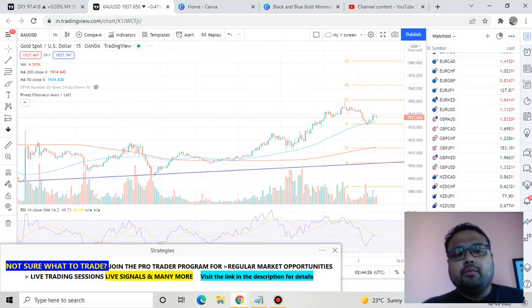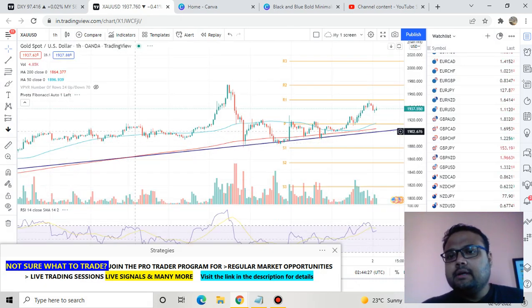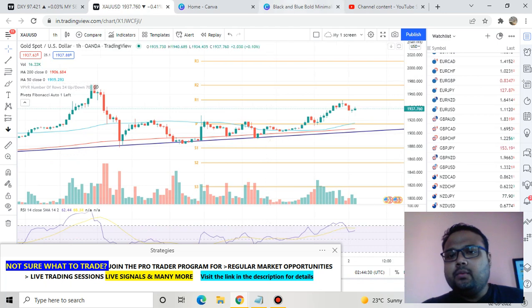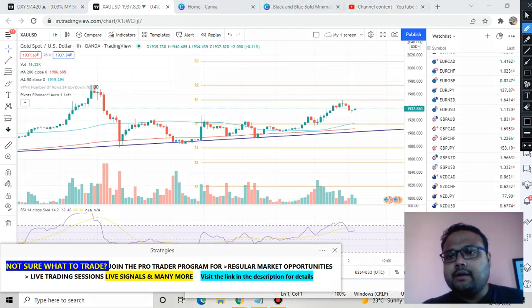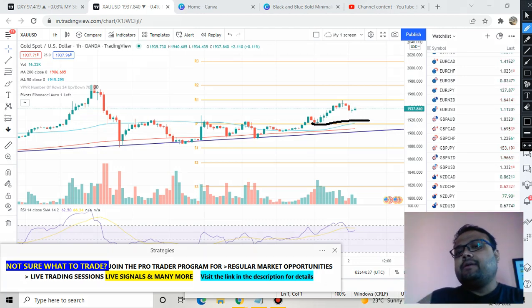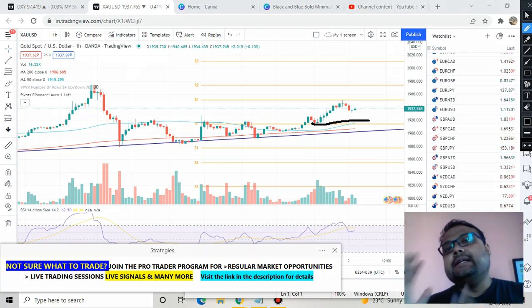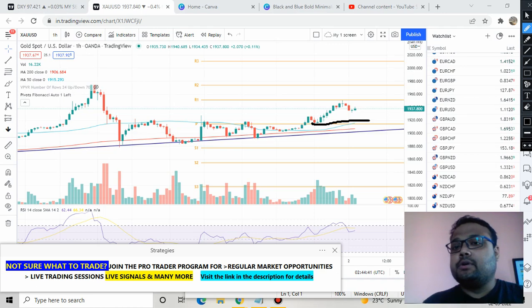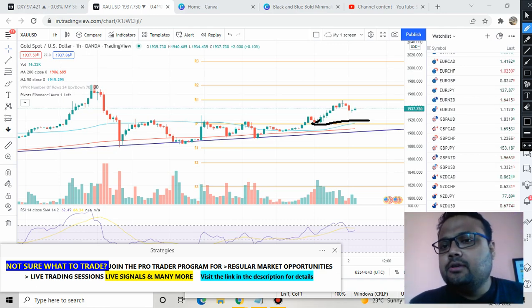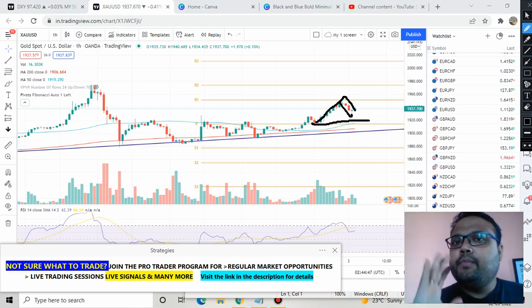If we move to the 1 hour chart of gold here, then we can see around 1920 we have a minor support. So if the market comes down to the level of 1920 and bounces, this can be also another trading opportunity. And this also looks like a bullish flag here. If you have already taken a buy position, be on the trade.